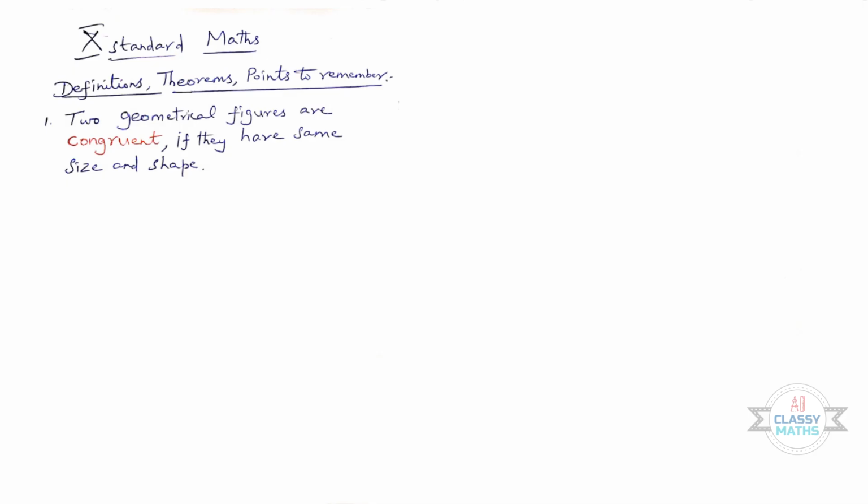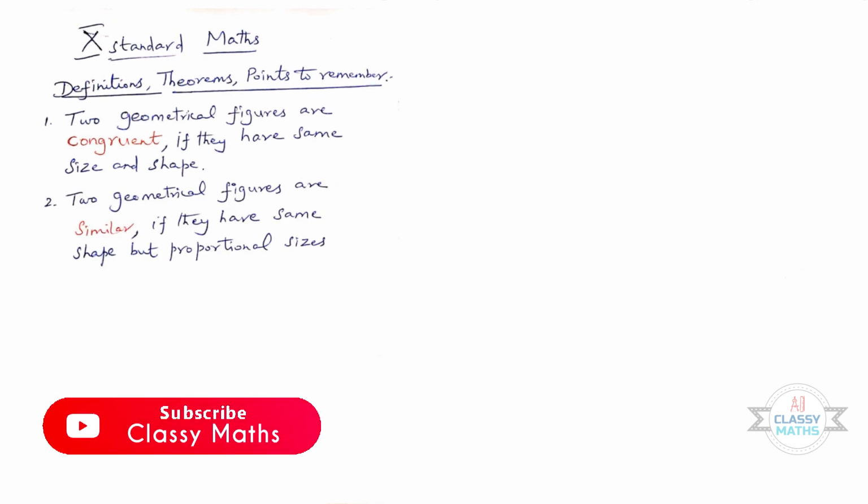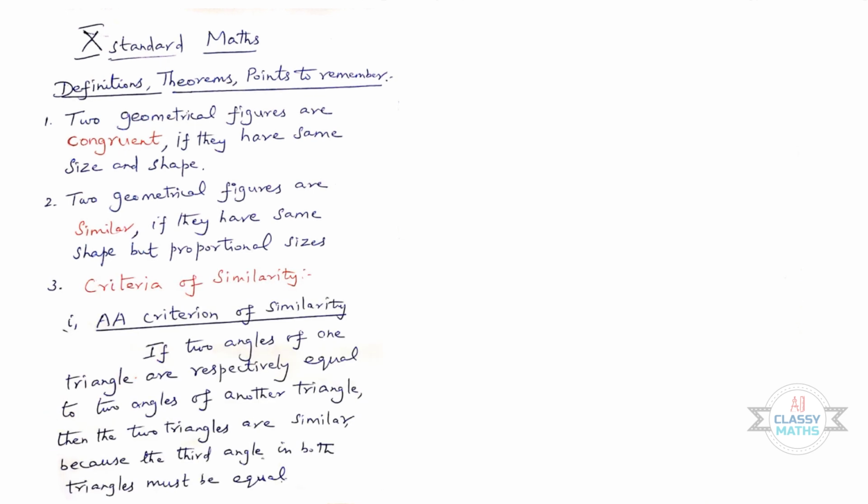First one, two geometrical figures are congruent if they have same size and shape. Second one, two geometrical figures are similar if they have same shape but proportional sizes. Third one, criteria of similarity.